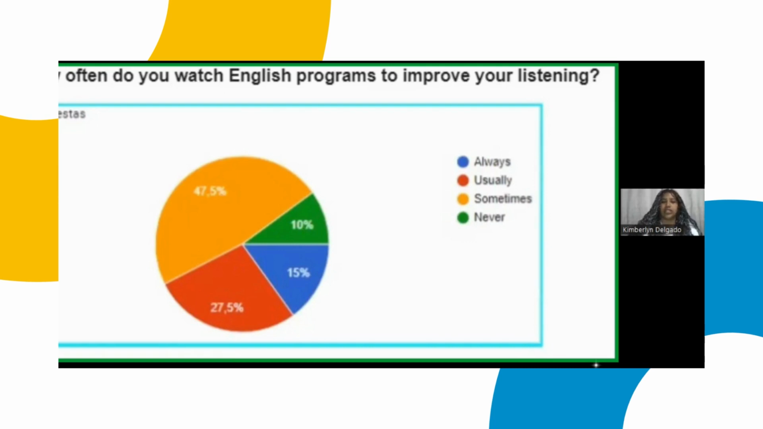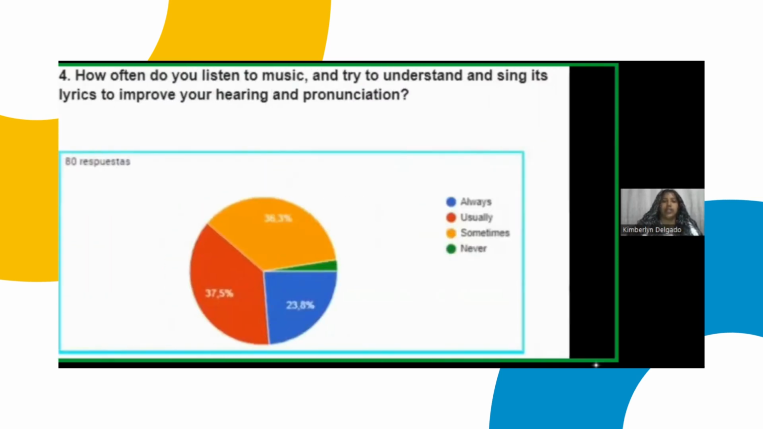The fourth question is, how often do you listen to music and try to understand and sing its lyrics to improve your hearing and pronunciation? Of the 80 participants, 30, the 37.5% people choose the usually option, followed by 29, the 36.3% people choose the option sometimes, 19, the 23.8% people select the always option, and the remaining 2, the 2.5% people voted for the option never.